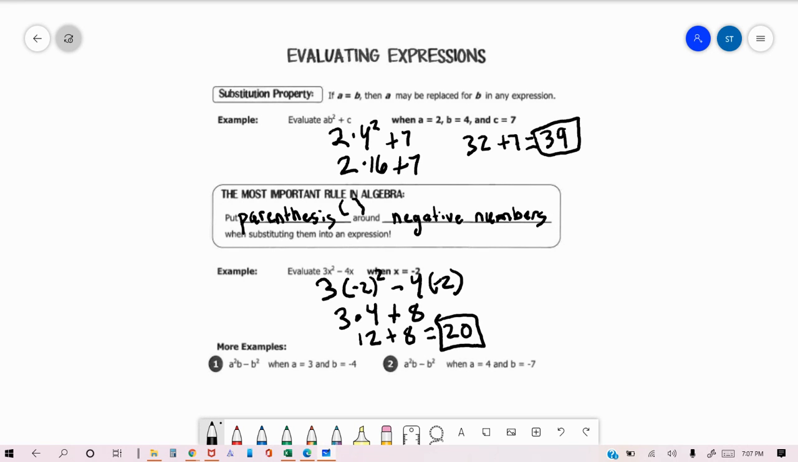Do you see why it was so important to put these parentheses around here? Because if not, it would look like we were saying 4 minus 2 instead of 4 multiplied by negative 2.